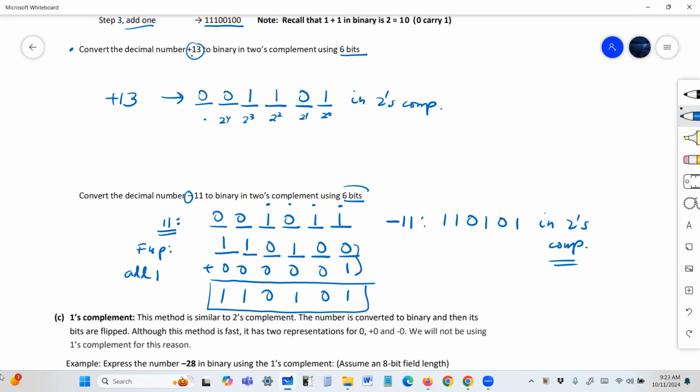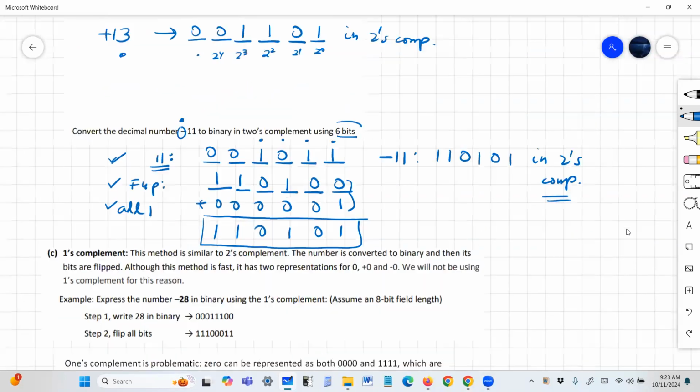So if the number is positive, just convert it to binary. If the number is negative, then do these 3 steps: write the number in binary, flip all the bits, and then add 1. This is the preferred form for computation internally, and this is the one that we are going to use. I'm going to show you in the next video numerical arithmetic in sign magnitude format and in 2's complement, but 2's complement is preferred.